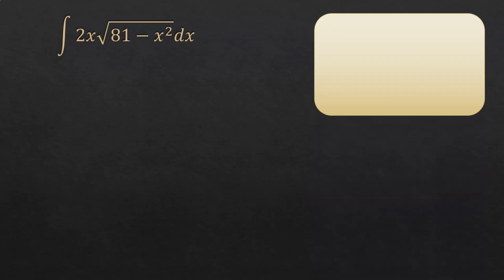So let U be... when you see this, you see a composite function, the square root of 81 minus x squared. So the inside function there is the 81 minus x squared. So I'm going to go ahead and let U be 81 minus x squared. Take the derivative of that. du would be the derivative of 81 is 0, derivative of negative x squared is negative 2x dx.